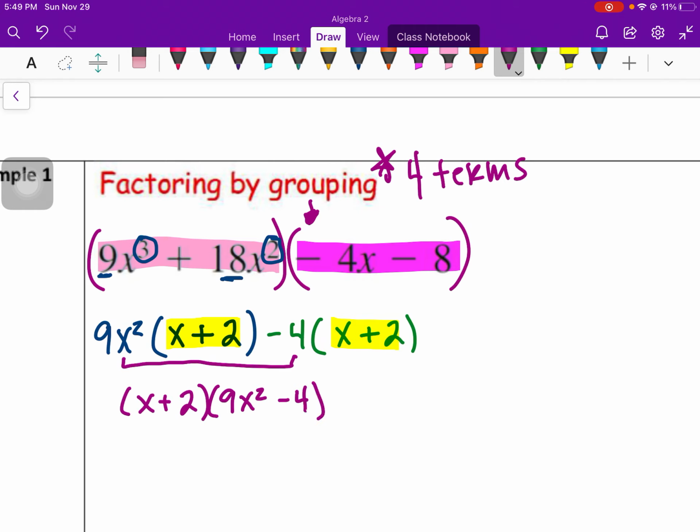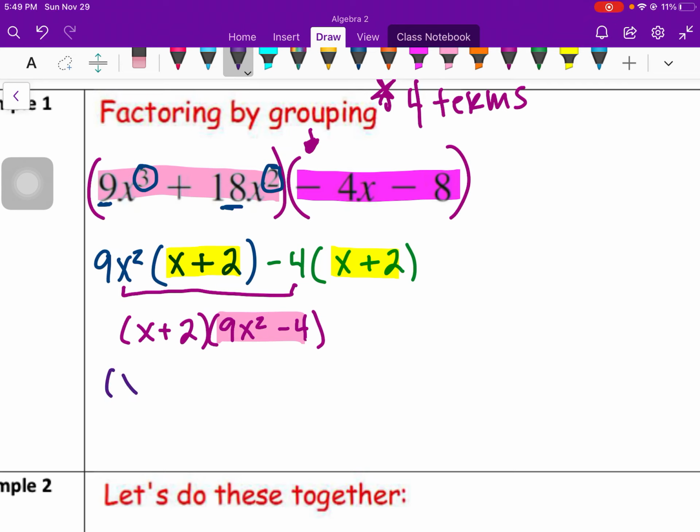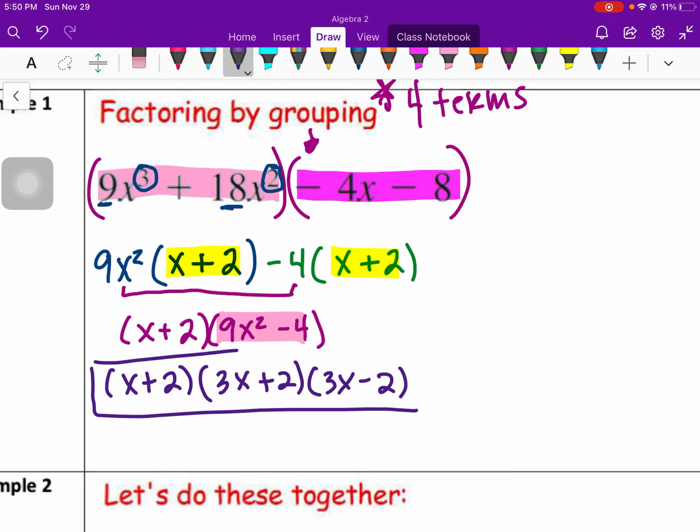Now I'm not quite done yet because I happen to notice that second binomial, those are both perfect squares. So in this one here, 9x squared is a perfect square, and 4 is a perfect square. So I'm going to keep my x plus 2. And then this factors into a 3x plus 2, 3x minus 2. Now we are factored all the way down. We can't go any further than that. So noticing the difference of squares is huge.